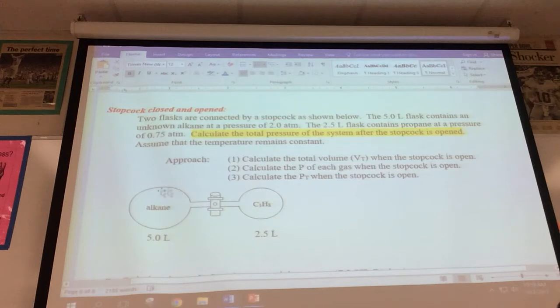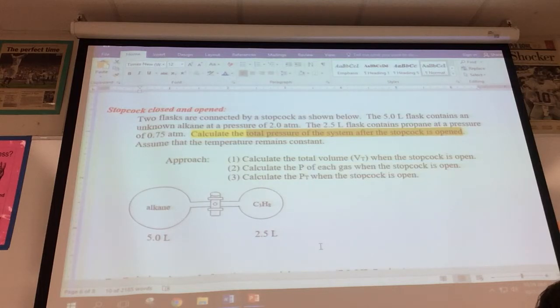an unknown alkane is in a 5-liter vessel on this side, at a pressure of 2 atmospheres. Propane is on this side. It occupies 2.5 liters of space and it exerts a pressure of 0.75 atmospheres. I can calculate the total pressure of the system when the stopcock is open, because what's going to happen when the stopcock is open? The gases are going to move down their concentration gradient from high to low, and they're going to mix. And together they will exert pressure on the walls of the container.